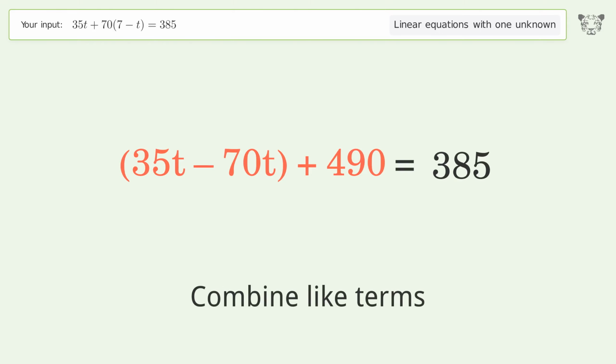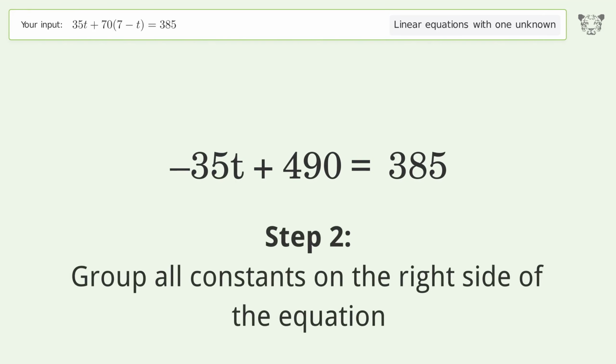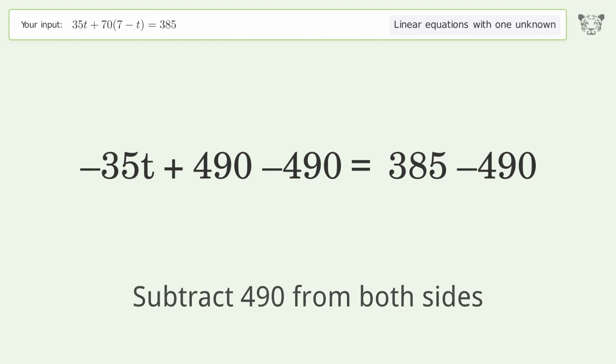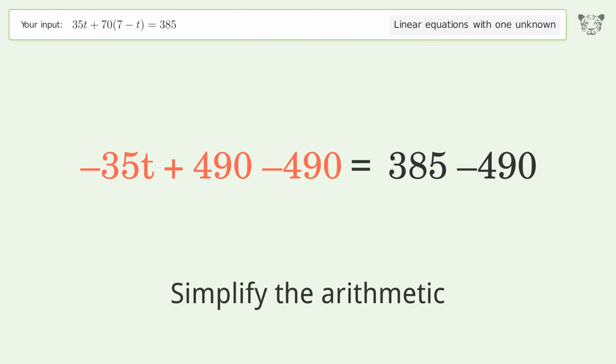Combine like terms. Group all constants on the right side of the equation. Subtract 490 from both sides. Simplify the arithmetic.